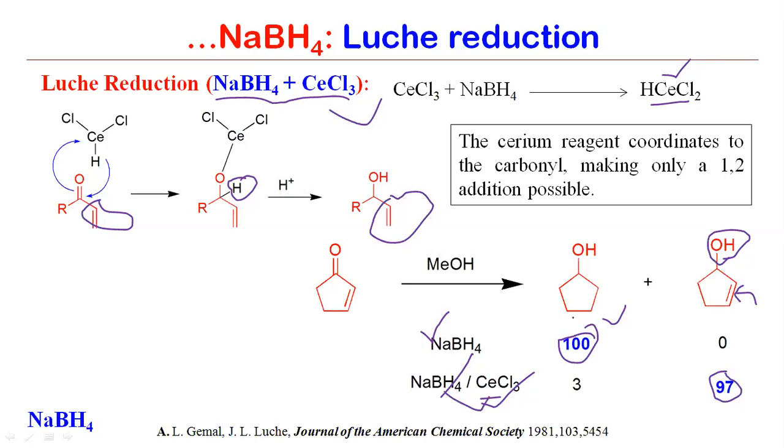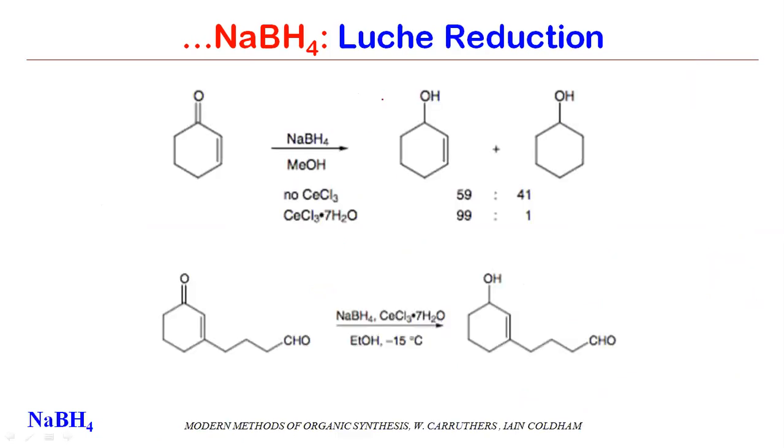All right. So in Luche reduction, we can also conclude that this reduction takes place in 1,2 fashion, and reduction of only the carbonyl group takes place, almost exclusively. So this is an important synthetic transformation. If we don't want to disturb our conjugated double bond, then we can use this reduction to get the alcohol from the corresponding carbonyls.